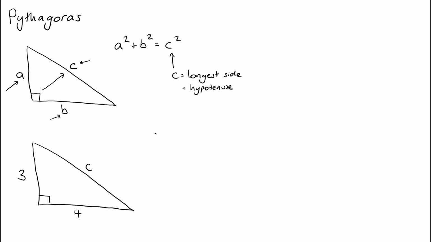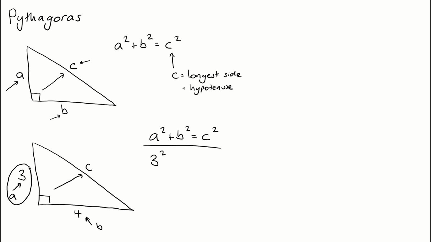Well, the rule is that a squared plus b squared is equal to c squared. And I can choose which one of these, 3 or 4, I would like to be A or B. So I'm going to have my number 3 as my A, and I'll have my number 4 as my B, and my C is always my longest side. So what we do is we take our equation and we substitute in some values. So we know that A is equal to 3, so I can write 3 squared here. And then instead of B, I can write 4, so I get 4 squared.